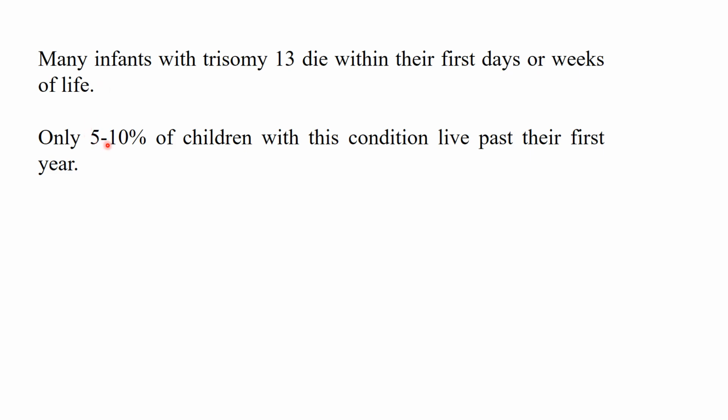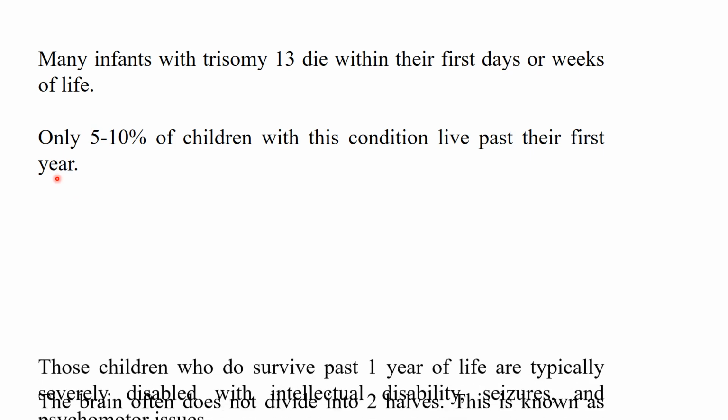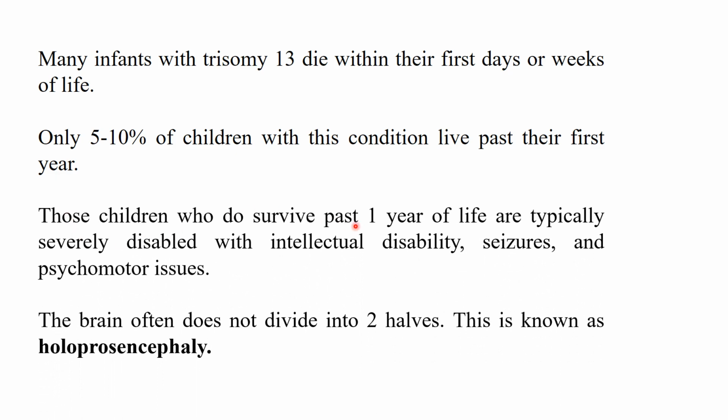Only 5 to 10% of children with this condition live past their first year. Very small percentage, only 5 to 10% can survive for the first year. Those children who do survive past 1 year of life are typically severely disabled. Those who survive one year have different types of problems, disability with intellectual disability, seizures and psychomotor issues. The brain often does not divide into two halves. This is known as holoprosencephaly. Holoprosencephaly is a condition in which the brain does not divide into two halves in Patau syndrome.